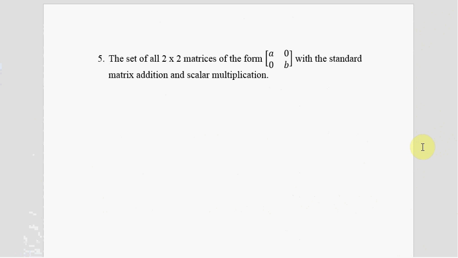Let's do this one, and then I'll wrap it up. The set of all 2x2 matrices of the form here with the standard matrix addition and scalar multiplication. With these sets of matrices, would they form a real vector space?